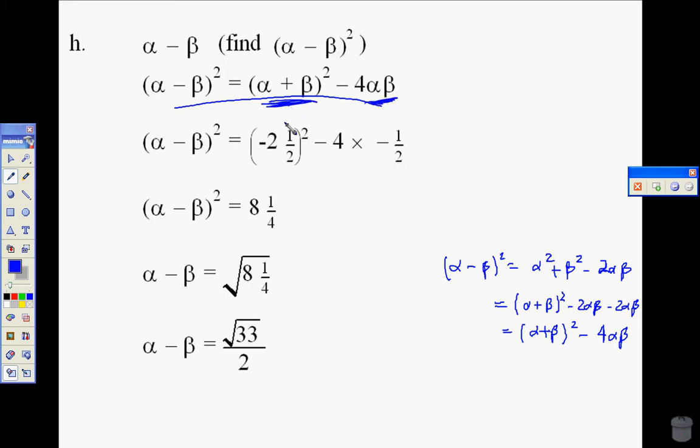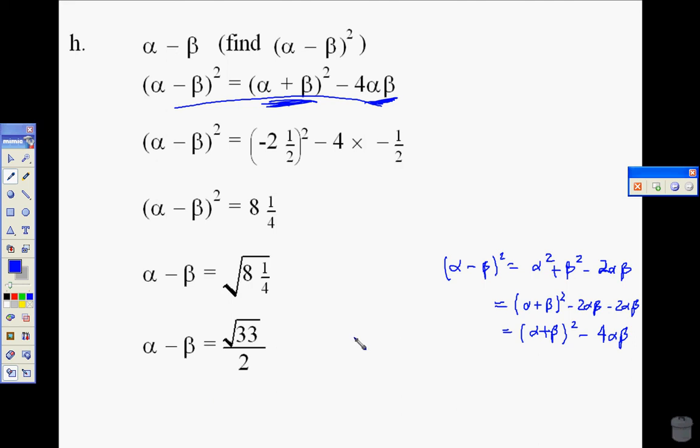We can do our substitution. A little bit extra this time because we've got alpha minus beta all squared is equal to 8.25, which means we just have to take alpha minus beta equal to the square root of 8.25, which we can put down as a third as root 33 over 2.